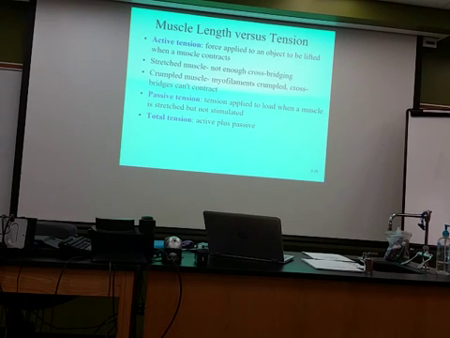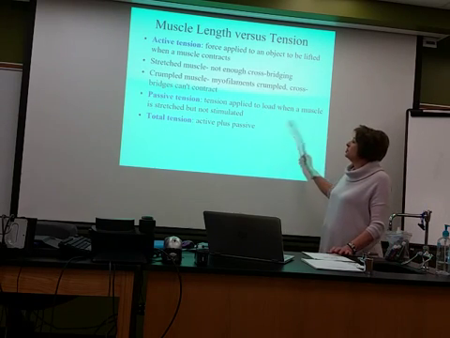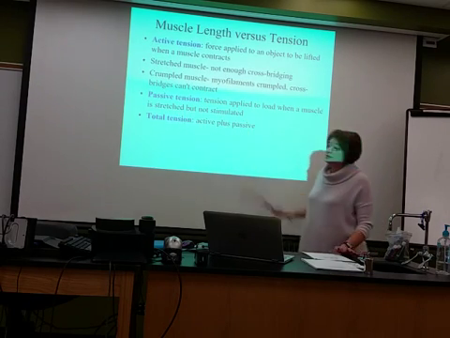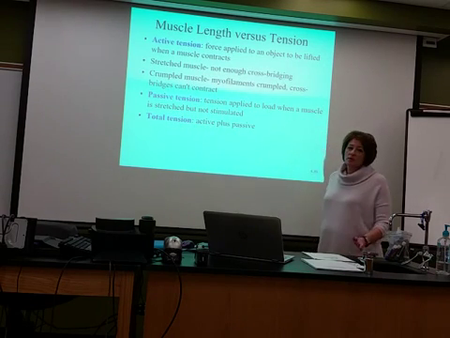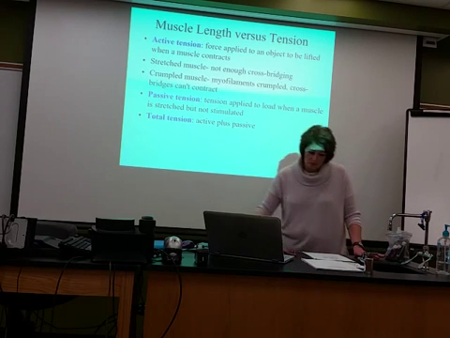Now I'm going to show you what I mean. We could have a muscle where those myofilaments get crumpled. We could have passive tension, tension that gets applied to a load, something to move, when the muscle gets stretched but not stimulated. Total tension is what we get in active plus passive. Now let me show you.